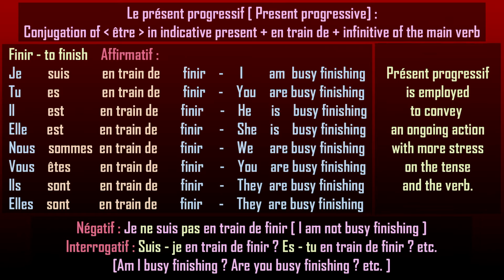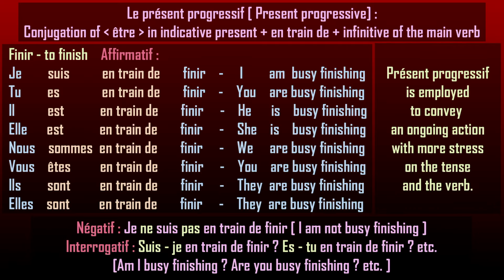So let's conjugate être first. Je suis, tu es, il est, elle est, nous sommes, vous êtes, ils sont, elles sont. Then add en train de everywhere. Then at last write finir in the infinitive form. We get je suis en train de finir. I am busy finishing.